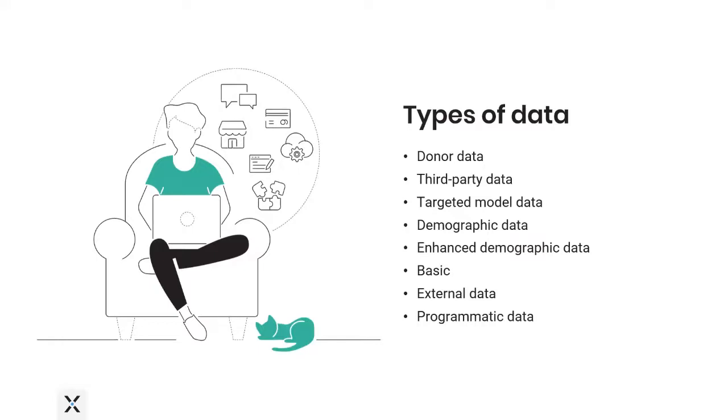So nothing new here. We know that everybody's got tons of different types of data. They've got donor data, third-party data, model data, demographic data, mission data, basic, unbasic, external, programmatic, right? You need sort of an inventory of what's there, how are you collecting it, and how are you using it?